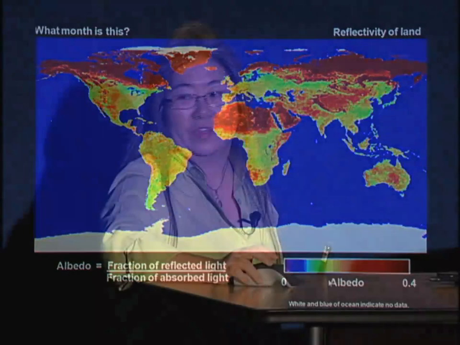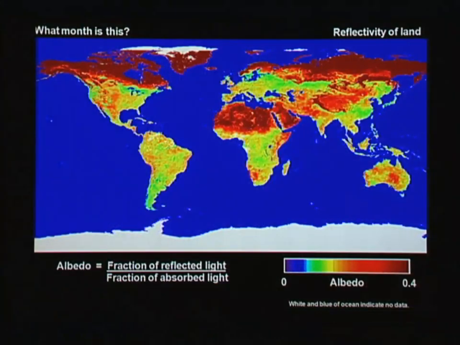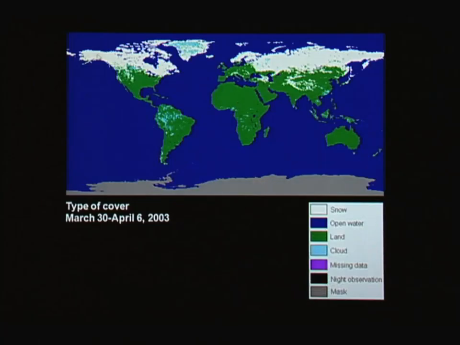So what month is this? This might be a quick activity I do with my kids, because a lot of times I need to make sure they read that chart correctly. And in this case, indeed, if we compare it with the type of cover for that same time period, you can see this was covered with snow, and you can see the extent of the snow during the northern hemisphere winter. Okay. So that's reflection.